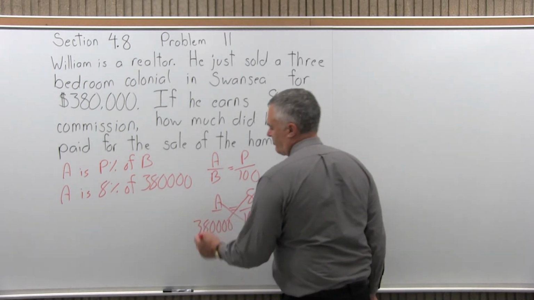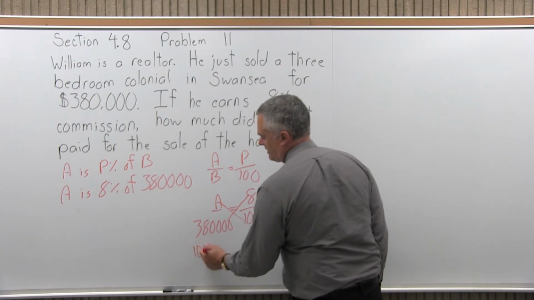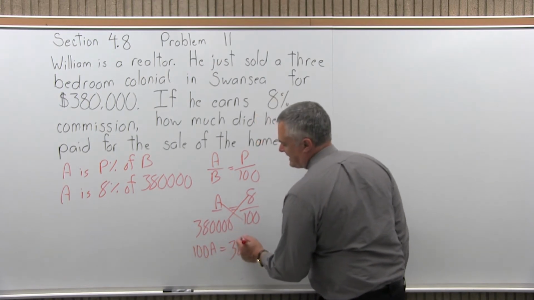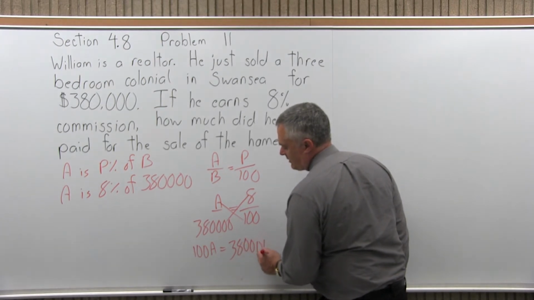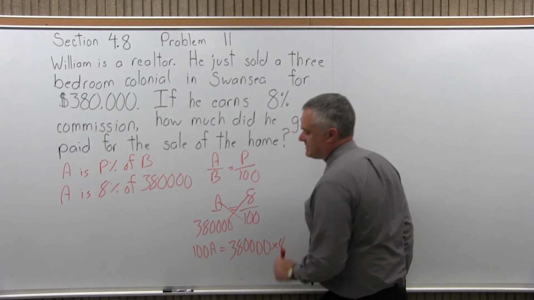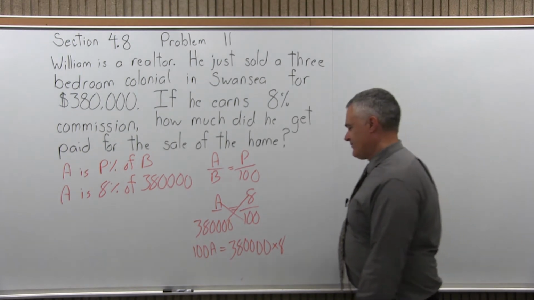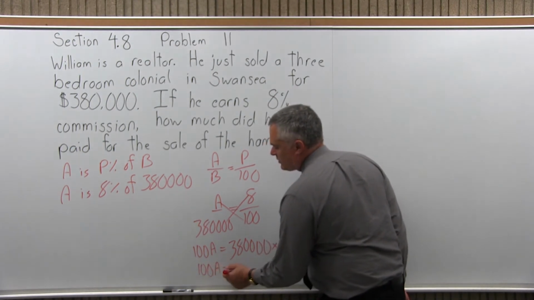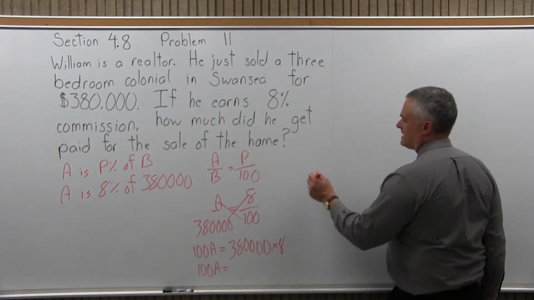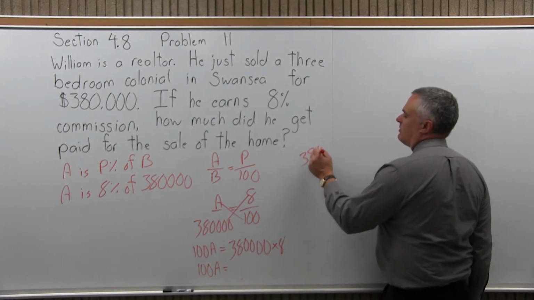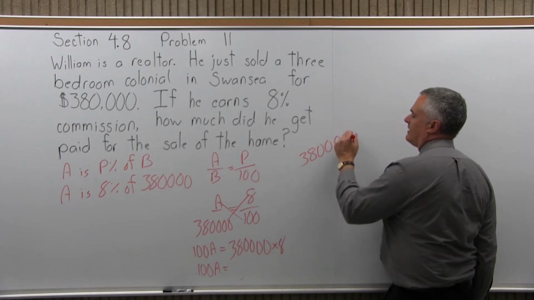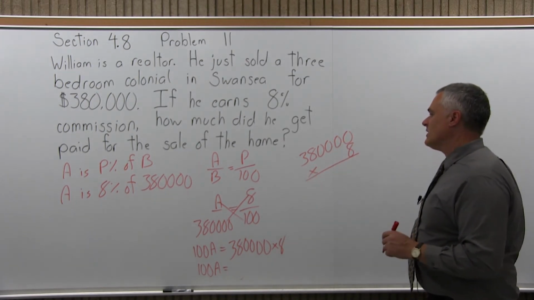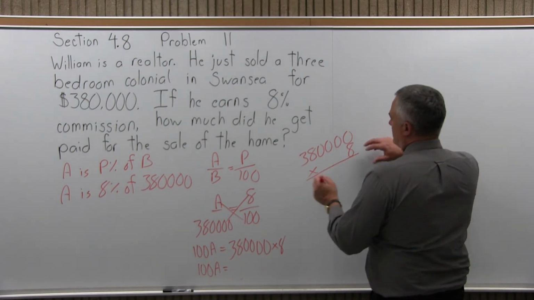So going one way, I have 100 times A, which is 100A. And then the other way, 380,000 times 8. So that'll be 100A equals 380,000 times 8, which is not a multiplication most people do easily in your head. If you can use a calculator for this, it'd be a good thing to do. If not, just go off to the side. Most of it is zeros, so it's pretty easy.